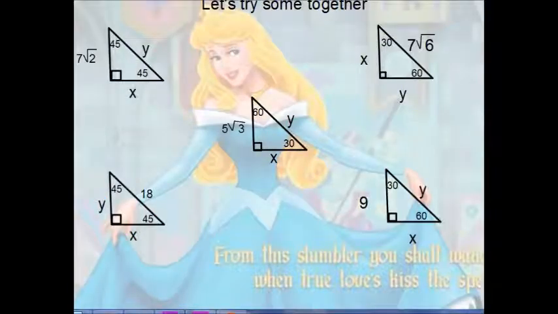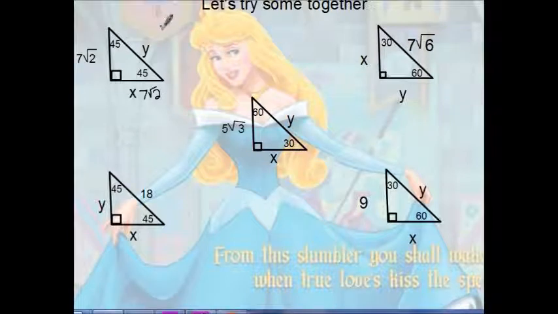So here we go, some more difficult examples. For our first one, we have a 45, 45, 90. Whatever's opposite one 45 is the same thing as opposite my other 45. 7 root 2 is my x. The same pattern is going to apply, so you have to remember that. To get from my 45 side to my 90 side, I multiply it by root 2.